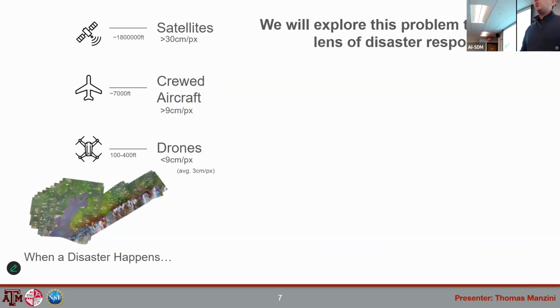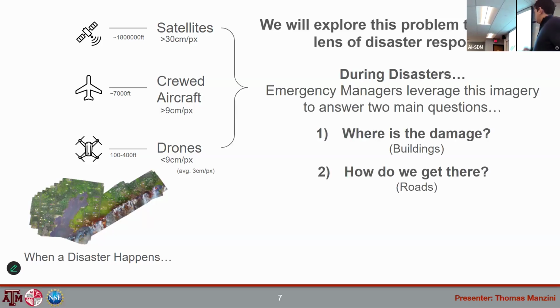So we're going to be talking again about this through the lens of disaster response. And as I mentioned at the beginning, when a disaster happens, emergency managers and disaster practitioners look at this imagery in hopes of answering two main questions. There are a bunch of sub-questions, but these are the main things that people care about. Where's the bad stuff? Where's the damage? And we're going to be looking at that for buildings. And then, how do we get there? And we're going to be looking at that for roads.